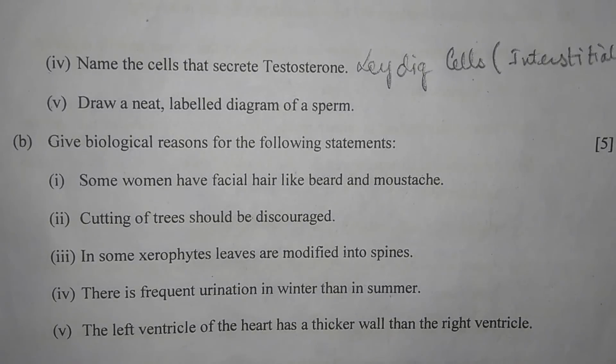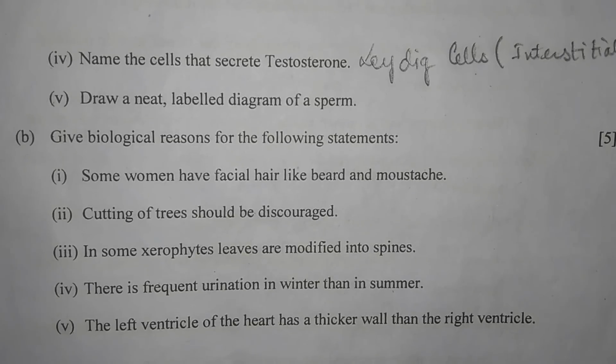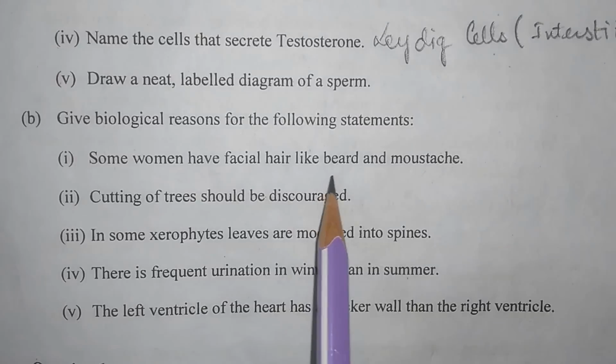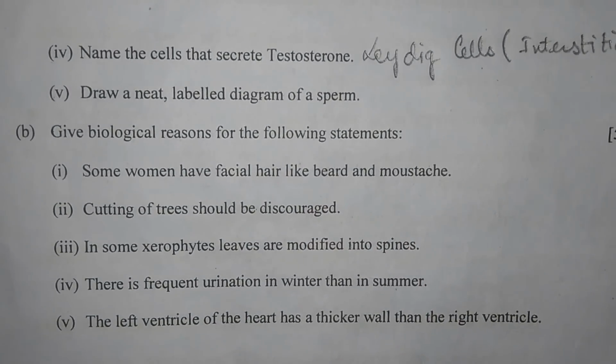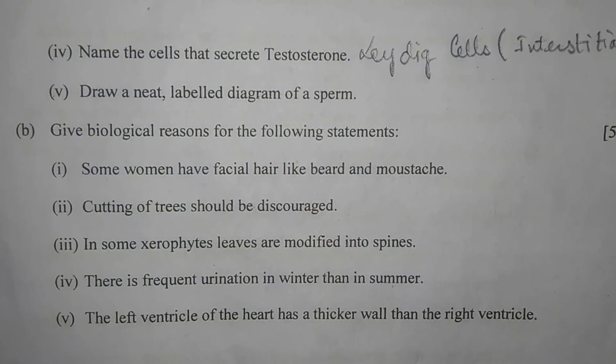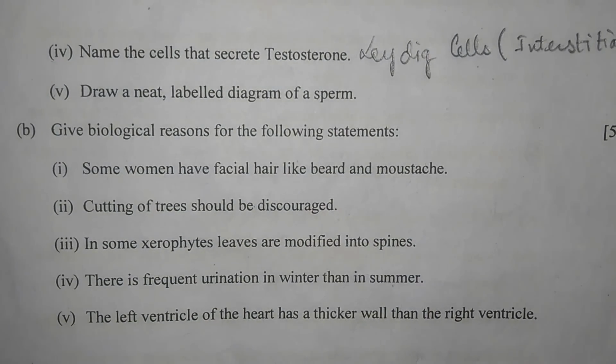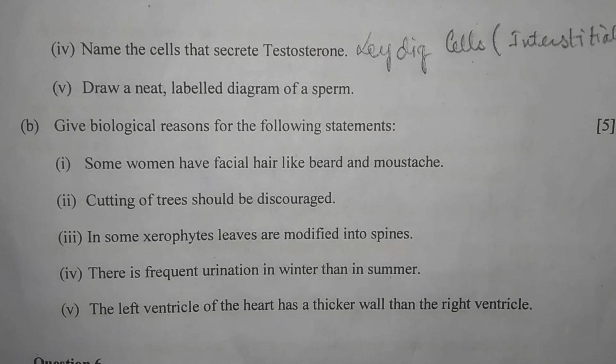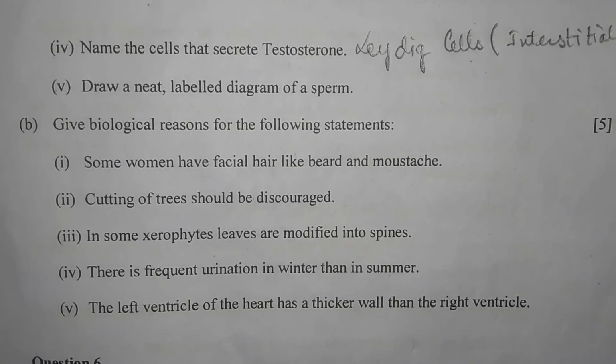Number B. Give biological reasons for the following statements. Question number 1 is, some women have facial hair like beard and mustache. Now the simple reason is the overgrowth of adrenal cortex. And this particular condition is called adrenal virilism. So that's your simple biological reason.